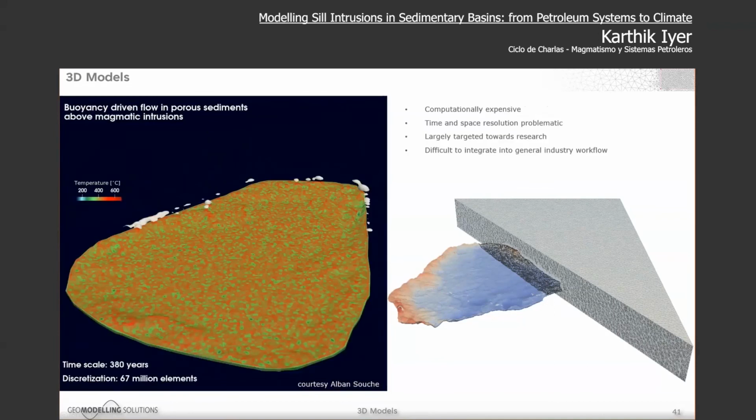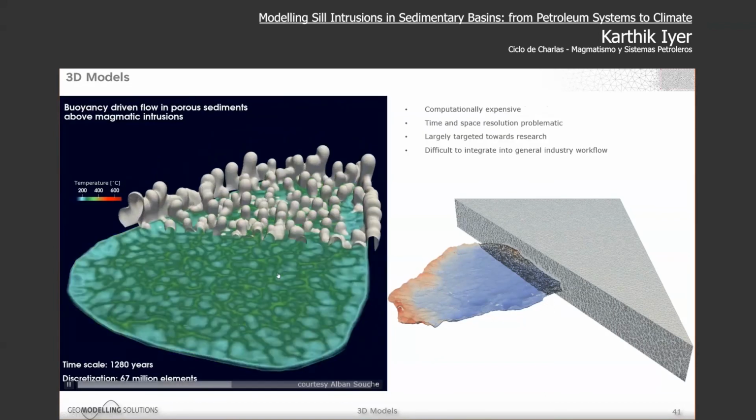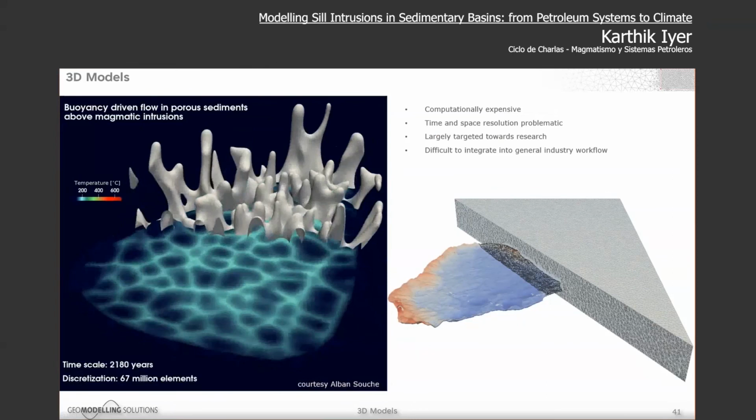The problem is that these kinds of models, the 3D models, are very good to, let's say, answer research-type questions, like what's its effect on the climate. But because they're also very computationally expensive, and the time-space resolution to resolve it correctly in 3D is kind of problematic, it requires a lot of time. So these models can be used to answer very specific questions, but they're not really suitable to incorporate into a general industry workflow. So what else can we do?